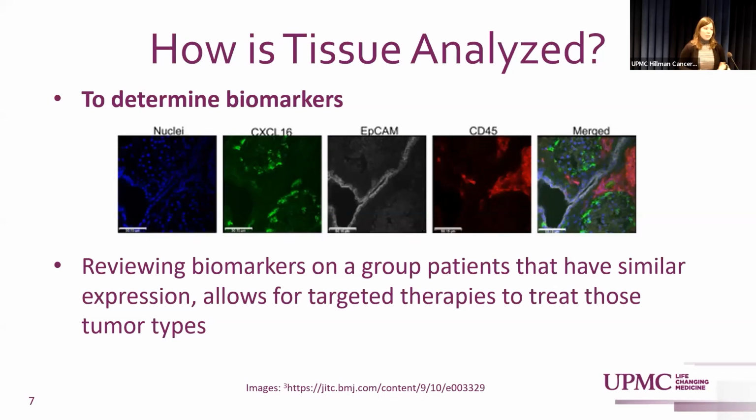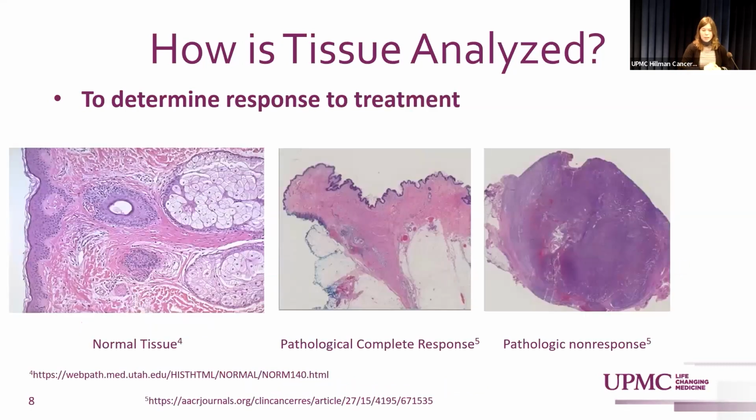So these biomarkers, again, are something that Dr. Najjar talked about. We can look at groups of patients to see, does this subset of patients have a response? And this can allow us to develop targeted therapy. So this is an example of this kind of science that led to the PD-1 treatments by looking at how these biomarkers interact. So we can also use tissue to determine treatment response.